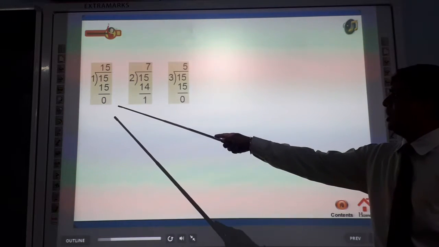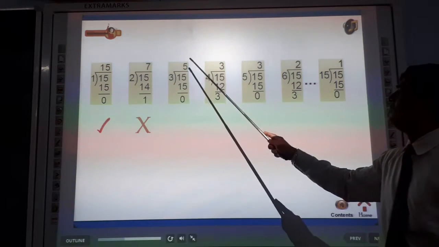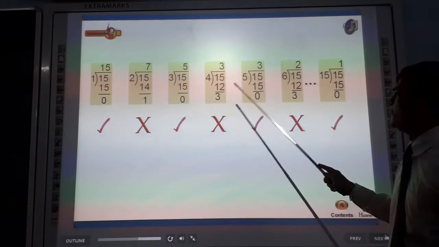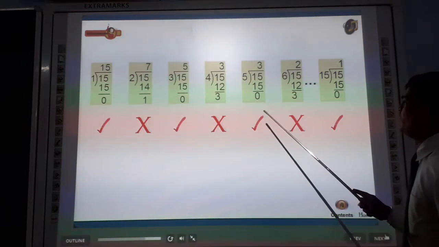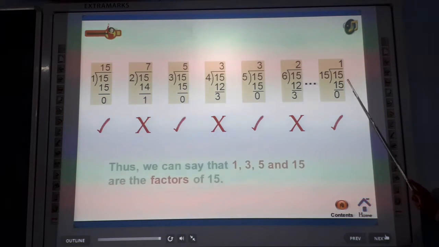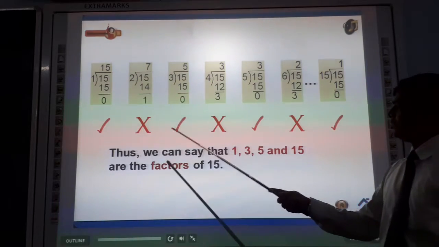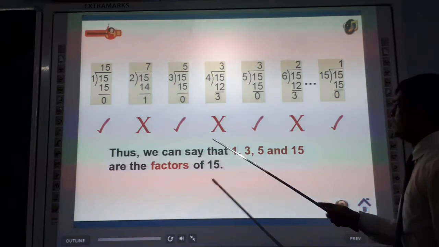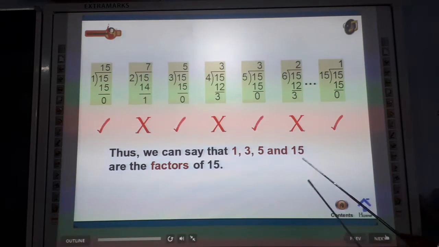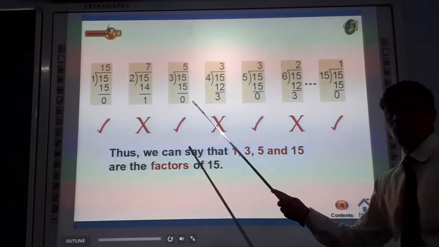15 divided by 1 is 15, remainder is 0. 15 divided by 2 is 7, remainder is 1. 15 divided by 3 is 5, remainder is 0. 15 divided by 4 is 3, remainder is 3. 15 divided by 5 is 3, remainder is 0. 15 divided by 6 is 2, remainder is 3. And 15 divided by 15 is 1, remainder is 0. Look at this. Thus, we can say that 1, 3, 5 and 15 are the factors of 15. Okay?